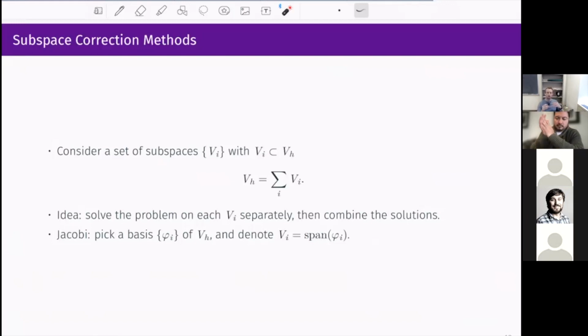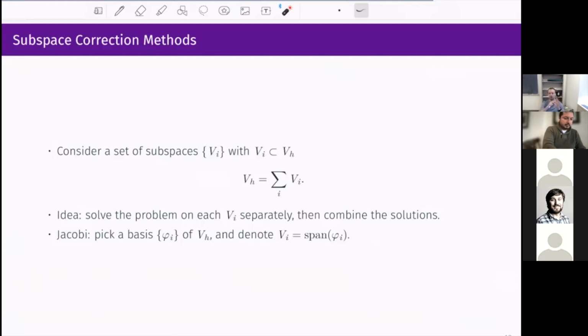And you are able to prove that if you do this in the proper way, then that's a reasonable approximation to the global problem, right? So you solve on smaller subspaces, you put the solution together, and that should be an approximation to the true global solution.